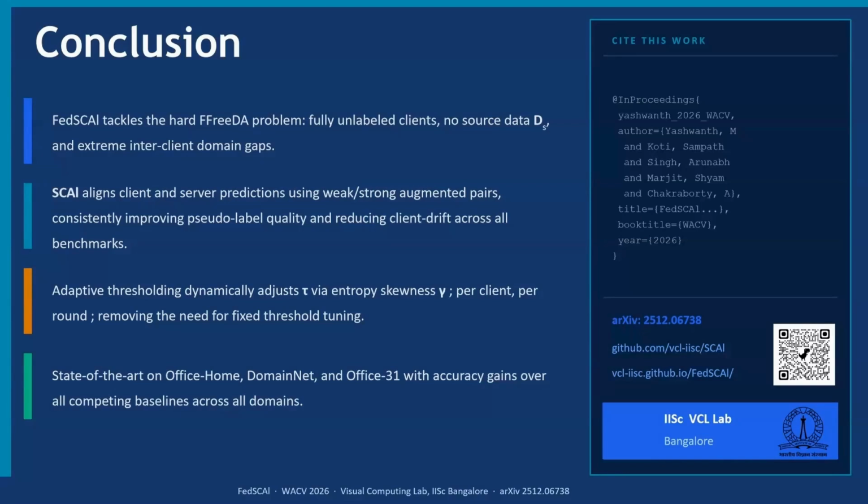So, FedSCAl tackles a hard federated domain adaptation problem where there is no source data available. Additionally, the clients participating in the federation have unlabeled data with extreme inter-client domain gaps, not to mention the domain gap between the server and each client. The proposed SCAl method aligns client and server predictions using weak-strong augmentation pairs, consistently improving pseudo label quality and reducing the client drift across all benchmarks. And finally, the adaptive threshold dynamically adjusts the tau via entropy skewness. This happens per client and per round, removing the need for a fixed threshold and improving the overall performance of the proposed method.